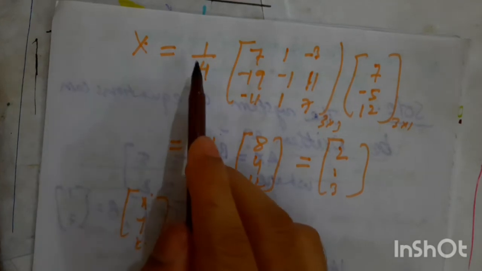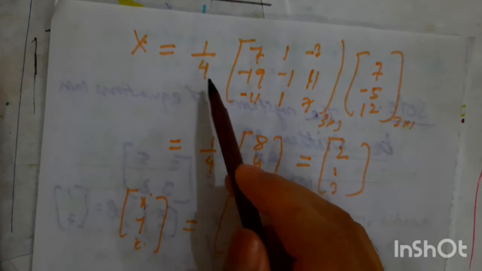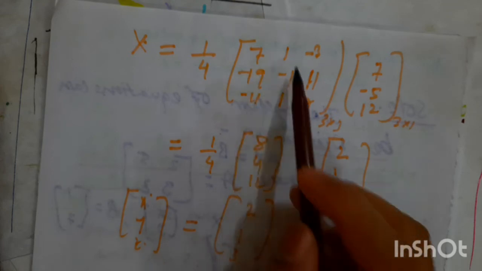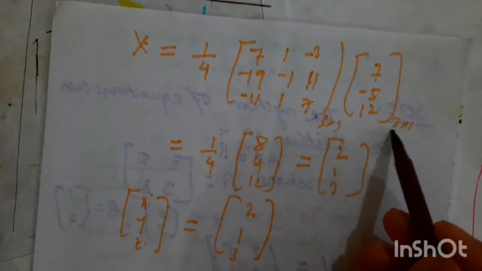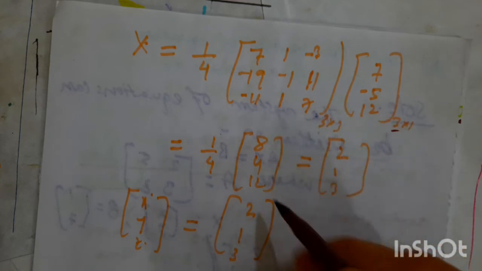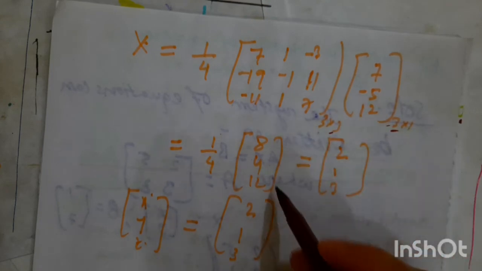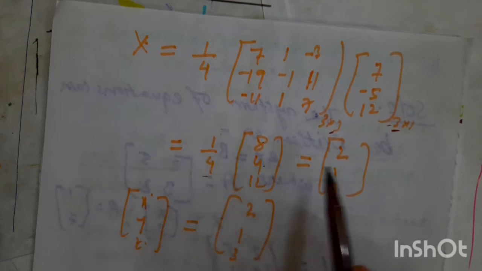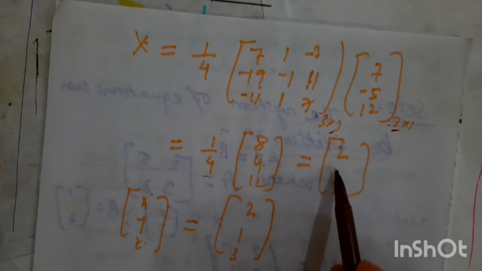X equals 1 by determinant of A into adjoint A into B. We put the corresponding value. Determinant of A equals 4, and its adjoint is 7 minus 19 minus 11, 1 minus 1 1 minus 3, 11 7, and 7 minus 5 12, of order 3 by 3, and B is of order 3 by 1. After the multiplication, the order of the product will be 3 by 1. So after multiplication we get 8 4 and 12, and here is a constant term 1 by 4. You have to multiply it with each and every element. After multiplication you will get 2 1 3.